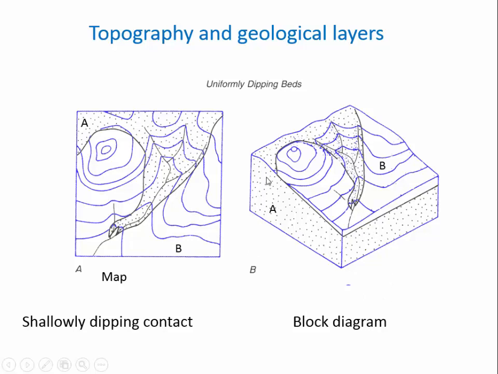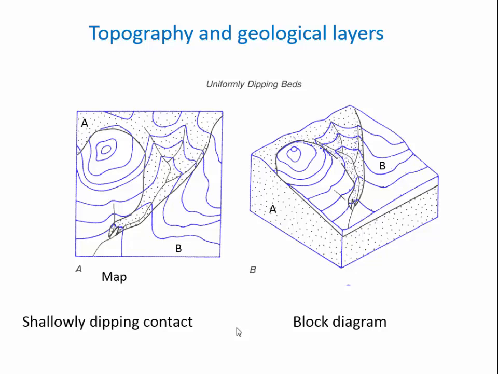In the block diagram, we see how that actually looks in 3 dimensions. You see here the contact of the two rocks, and obviously the contact of these two rocks is not horizontal. It is inclined. If it was horizontal, the contact would run parallel to some contour line. This contact is relatively shallowly dipping. It's dipping here somehow towards us.